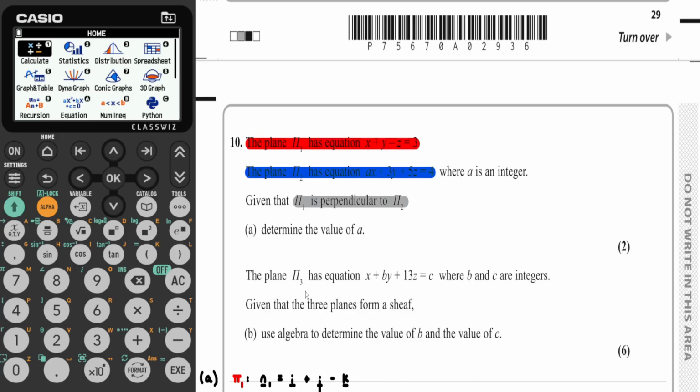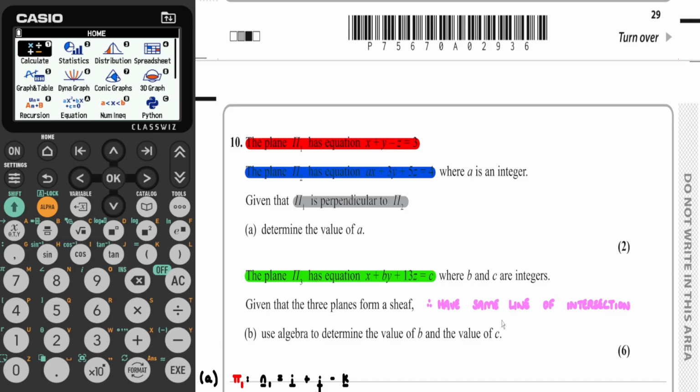The plane pi3 has equation x plus by plus 13z equals c, where b and c are integers. Given that the three planes form a sheaf, Part B, use algebra to determine the value of b and the value of c. If the three planes form a sheaf, that means they have the same line of intersection.